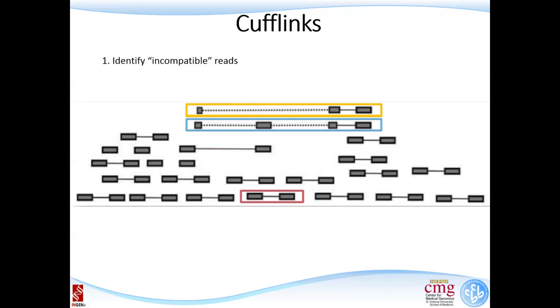The way Cufflinks works is pretty simple. The first step is that you want to identify reads that could not possibly come from the same isoform. So here we have a couple highlighted. The dotted lines indicate a split read that spans an intron. So you can imagine that a read that spans the yellow isoform has no evidence for the exon in the center of this blue read here. So it could not come from the same transcript.